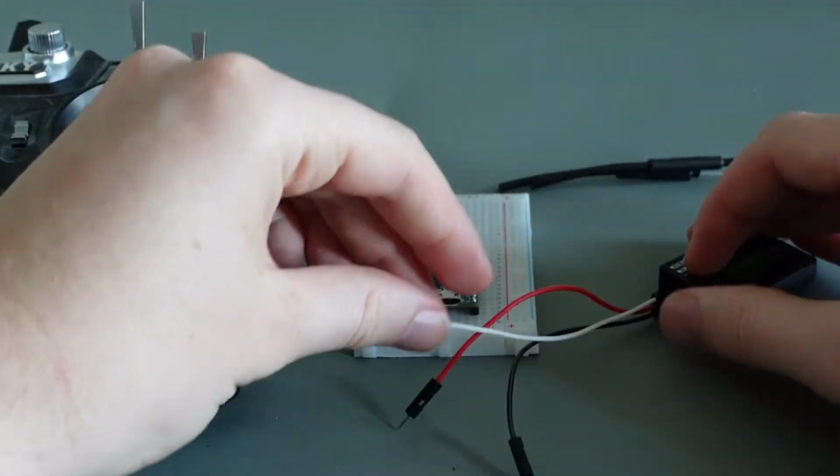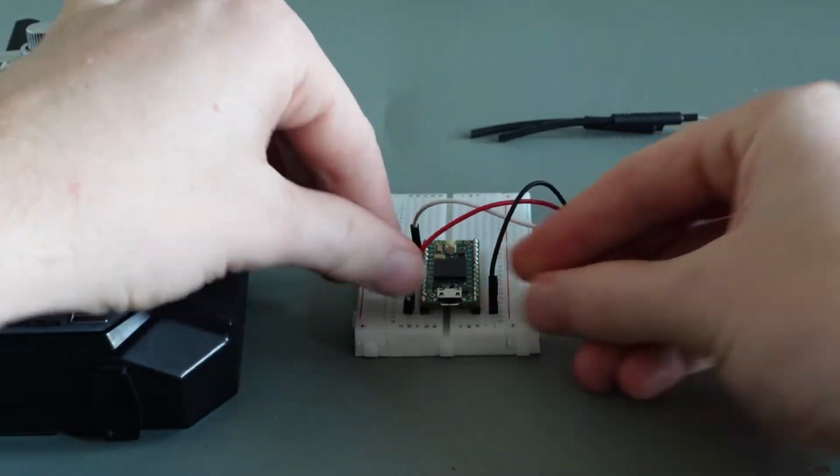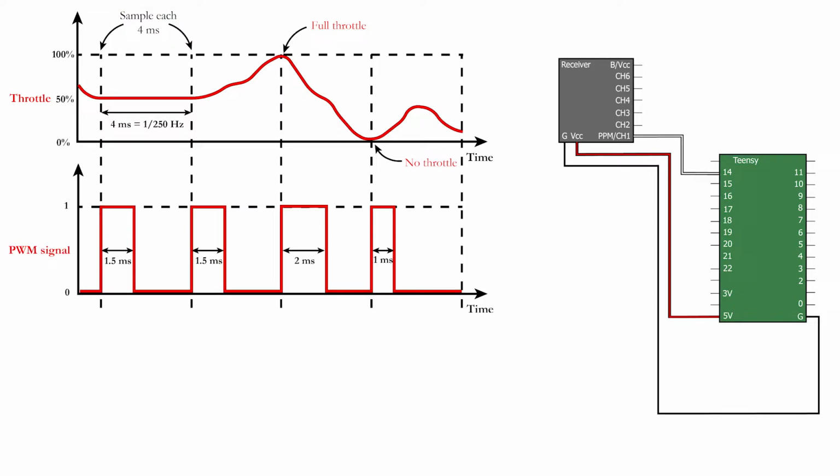Let's take some time to reflect on the idea behind a PPM signal. Imagine you have a continuously varying throttle command that you send to the receiver. By sampling the signal each 4 milliseconds, you can send the data through a cable to your Teensy. This sampling can be done using a signal that varies between a high voltage, 1 on the figure, and a low voltage, 0 on the figure.